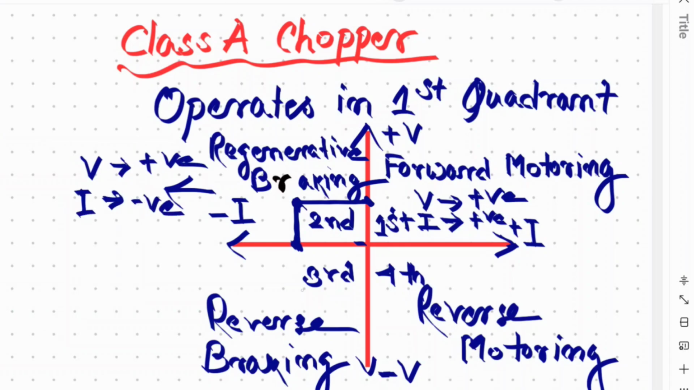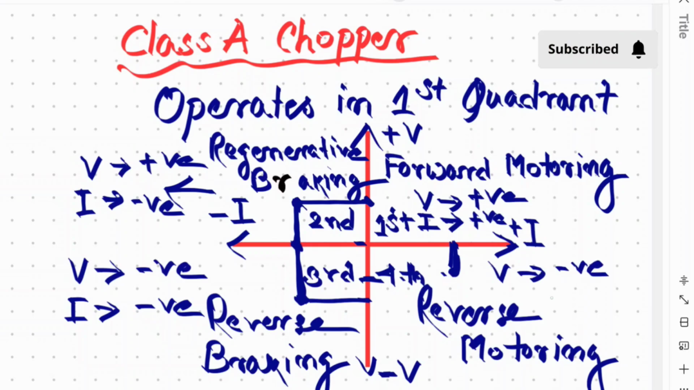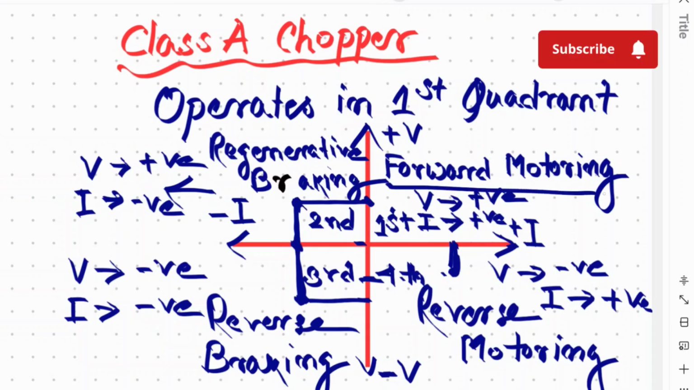In the third quadrant, similarly, if we consider a point here, voltage is negative and current is also negative. Now if we consider any point in the fourth quadrant, the current is positive but the voltage is negative. So this is the representation of the quadrants: in the first quadrant the operation is forward motoring, and the signs of voltage and current differ in the second, third, and fourth quadrants. Now let's understand what a class A chopper is.